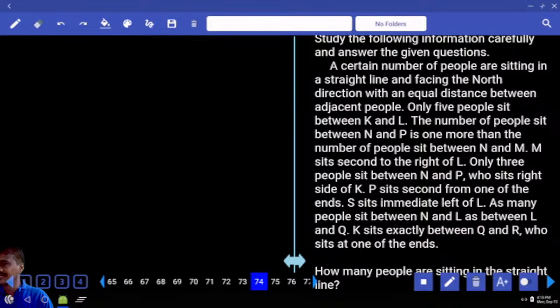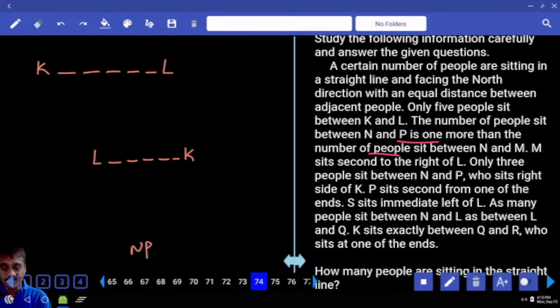How many people are there between K and L? 5. 5 means K is here 1, 2, 3, 4, 5, L is. Or if L is here 1, 2, 3, 4, 5, K is. Either K is to the left of it or K is to the right of it. And how many in between? 5. And the number of people in between N and P is 1 more than N and M, that is plus 1.